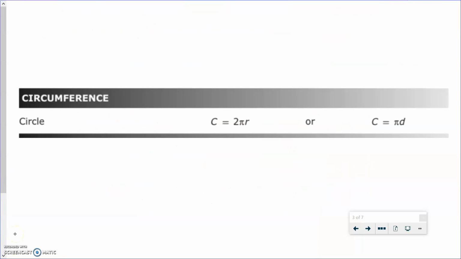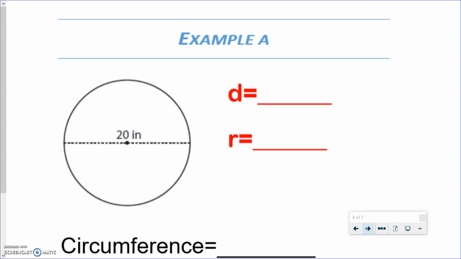So when looking for the circumference of a circle, we have two separate formulas that we could use, which will still give us the same thing. Circumference is equal to 2 times pi times radius, or circumference is equal to pi times diameter. It depends on what you are given. So let's take a look at example A.